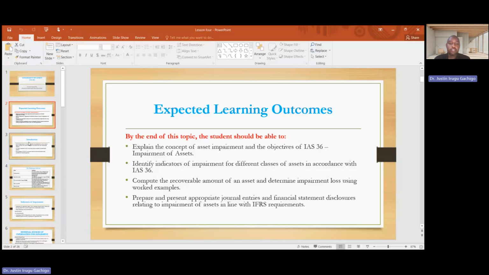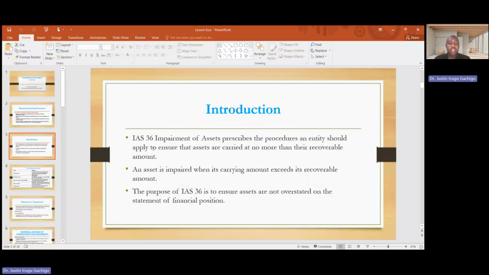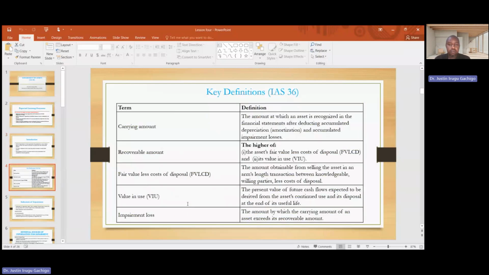So let's go to the introduction. IAS 36 Impairment of Asset prescribes the procedure an entity should apply to ensure that assets are carried at no more than their recoverable amount. An asset is impaired when its carrying amount exceeds its recoverable amount. The purpose of IAS 36 is to ensure assets are not overstated on the statement of financial position.